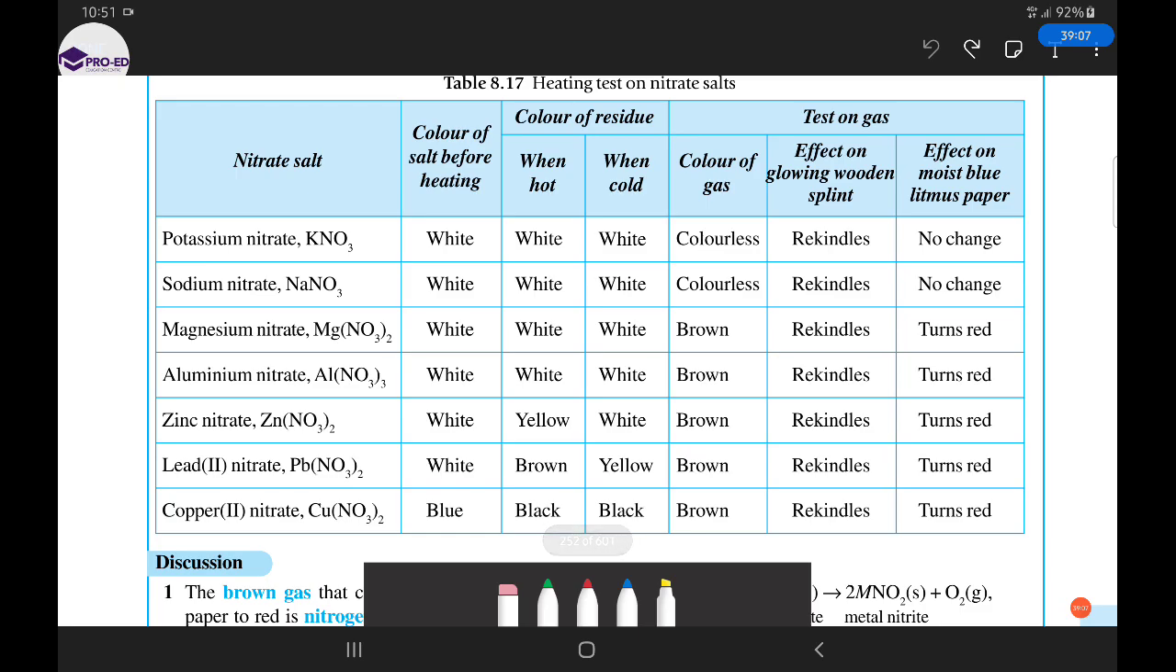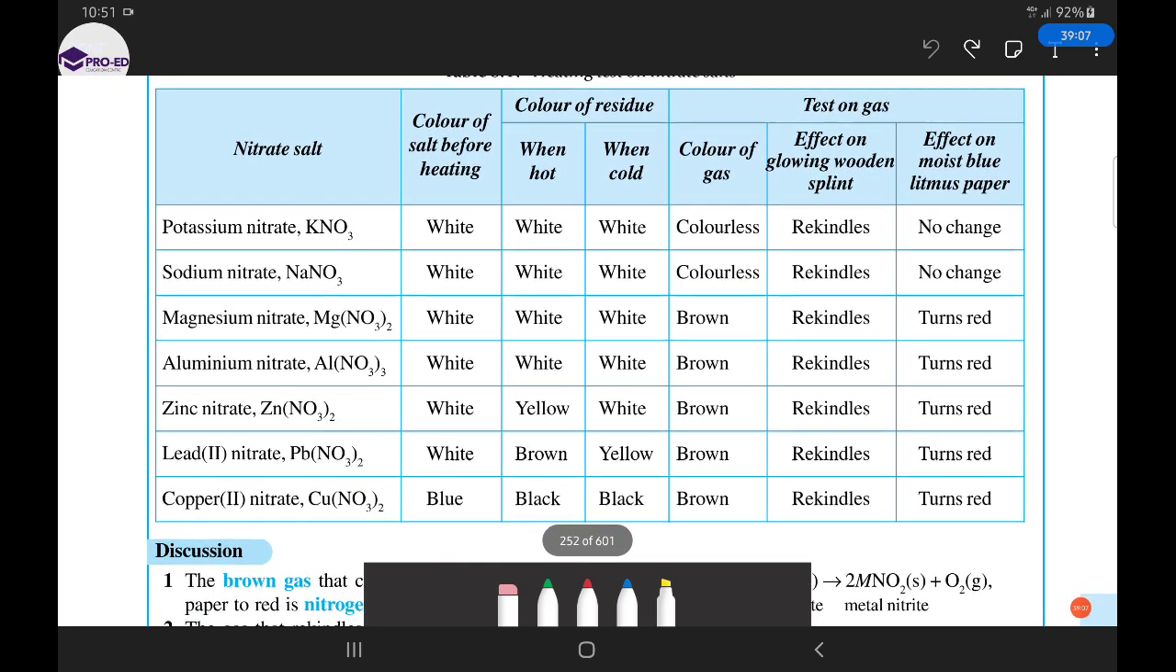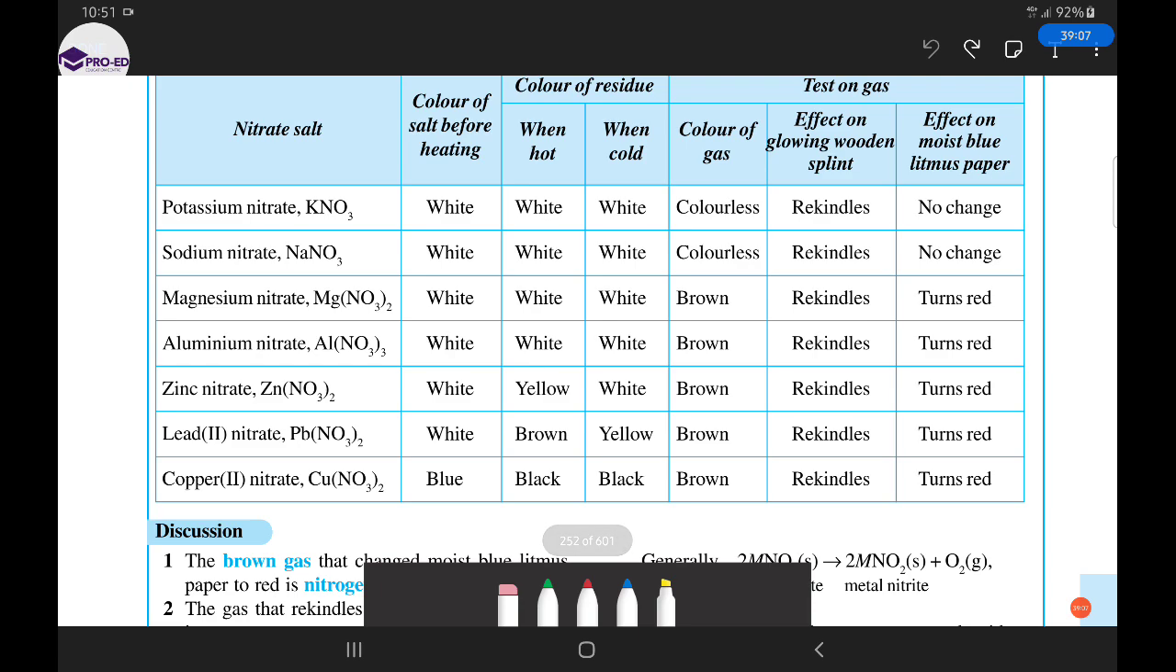Okay, let's go to table 8.17, heating test on nitrate salt. So guys, let's start, right? We're going to break it down into groups like we had earlier. First, we're going to have sodium and potassium. Then we're going to have magnesium and aluminium. And then we're going to have the normal zinc, lead and copper, because for them we can determine their cations, because the metal oxide at the end will actually have color changes. Okay, so after heating up, let's start.